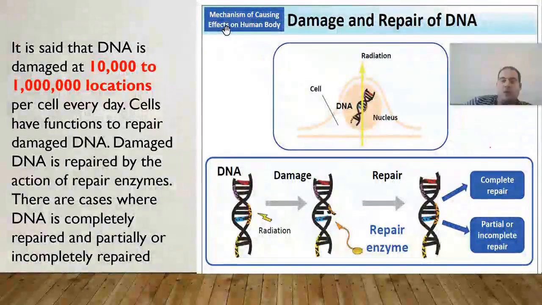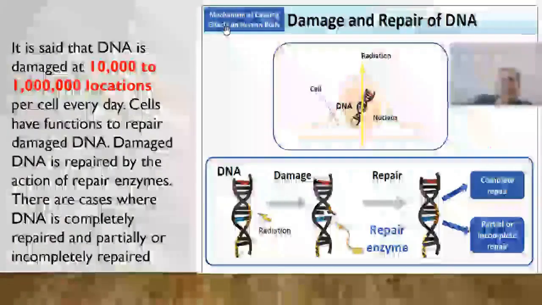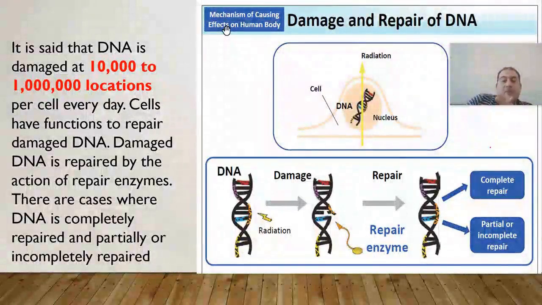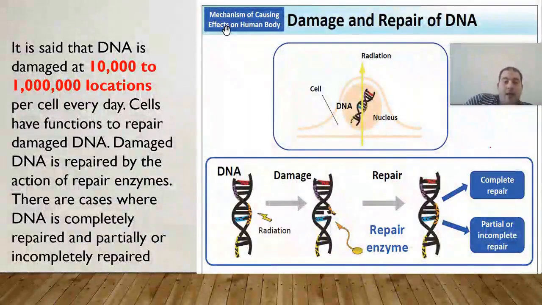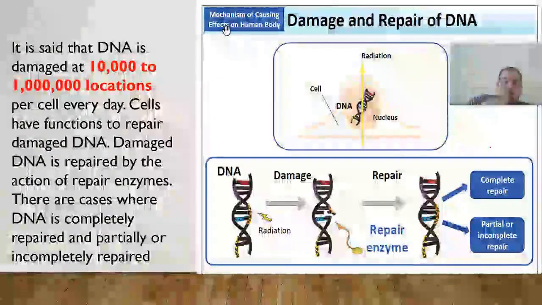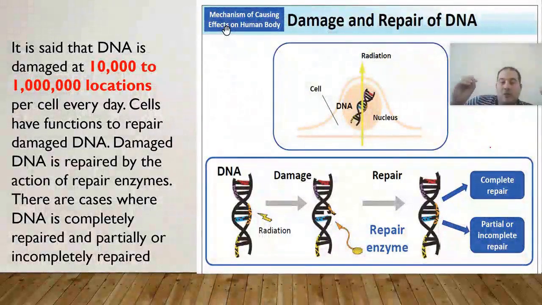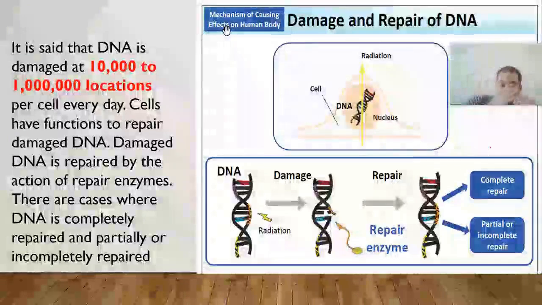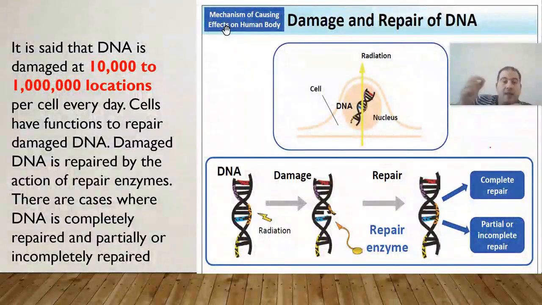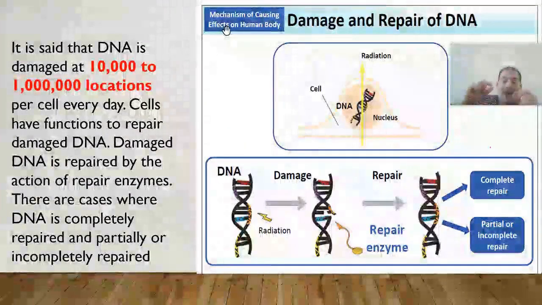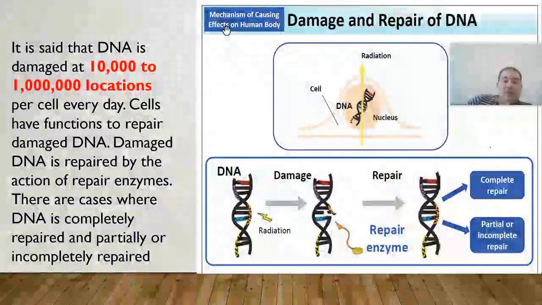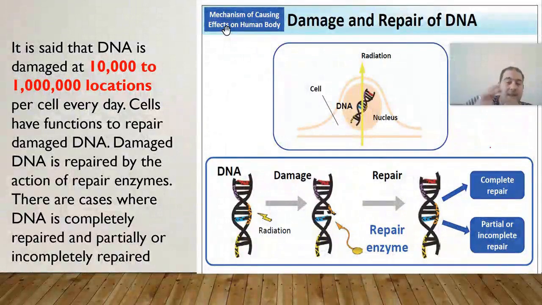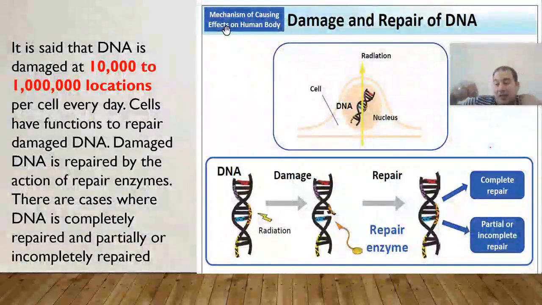The image you are seeing shows what is considered the very crucial component inside the cell, which is DNA. Every day, DNA undergoes substantial damage at 10,000 to 1,000,000 locations. There is daily damage occurring within the DNA of the cell, but highly specialized repair enzymes come into play to efficiently fix the damage and allow the cell to continue to function properly again.